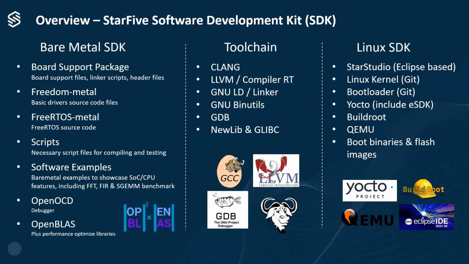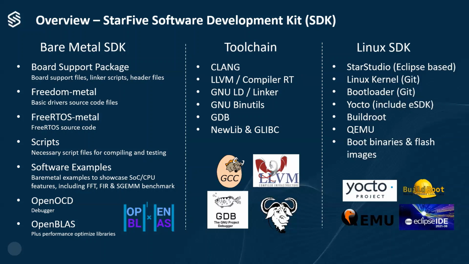Next, I will cover the StarFive software development kit. For the SDK, we cover both use cases, whether you are a bare metal developer or a Linux application developer. The bare metal SDK contains a board support package, scripts, and software examples, which allow you to get started on your project in much shorter time. Next is the toolchain. We have a toolchain optimized for our own CPU architecture. We support both Clang and GCC, and both toolchains support both bare metal and Linux.